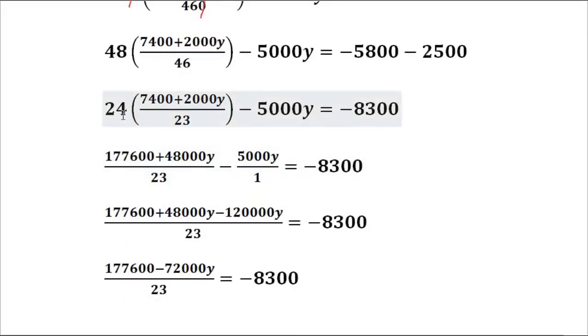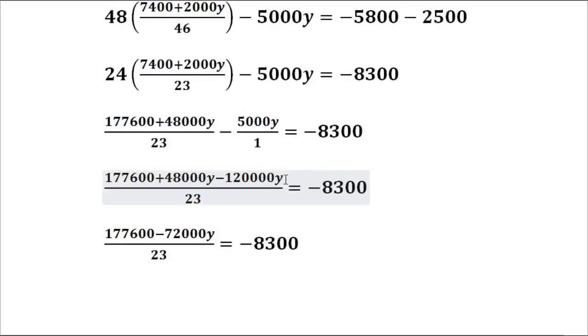Now I am going to multiply 24 by 7400. The product is 177,600 plus 24 times 2000 is 48,000y. Negative 5000y, you can also express as 5000y over 1, equals negative 8,300. Let's take the LCM of 23 and 1, which is 23.